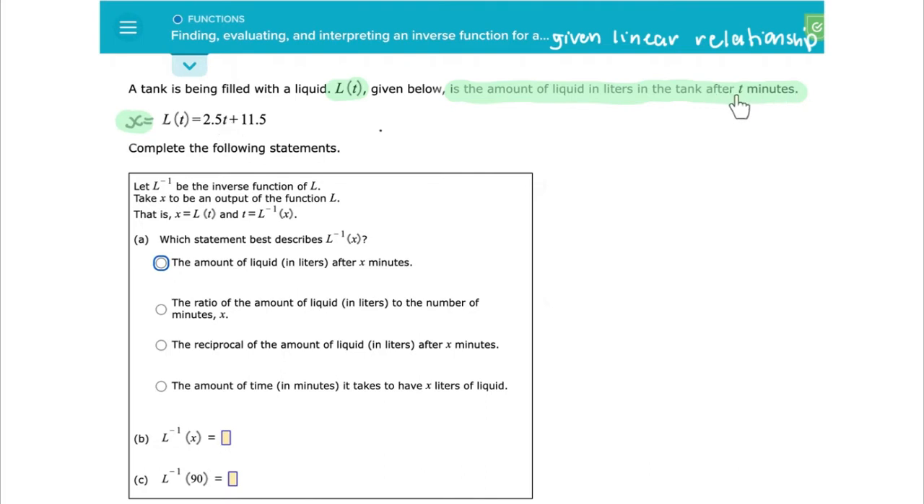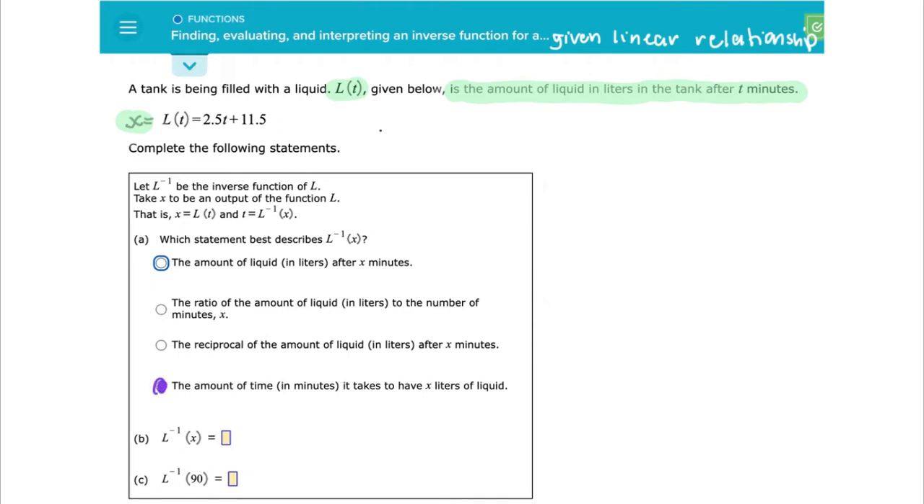We already know T is minutes, so L of T is going to tell us after T minutes, we're going to have so many liters of liquid. So let's determine which one of these four choices would best represent our answer. We know that it's time, so here we don't have anything about time. And here's the first one: the amount of time in T minutes it takes to have x liters of liquid. So we would pick this choice here, the fourth choice.